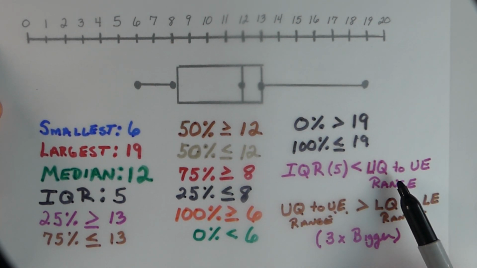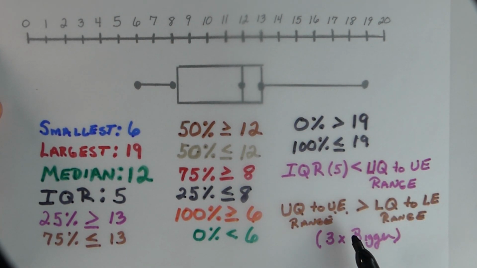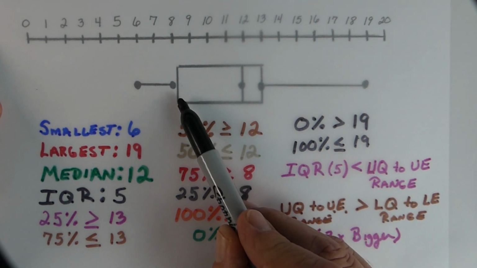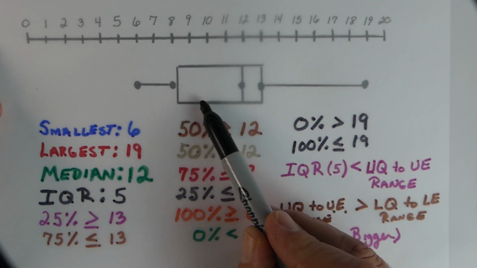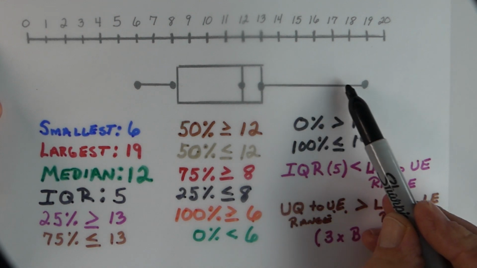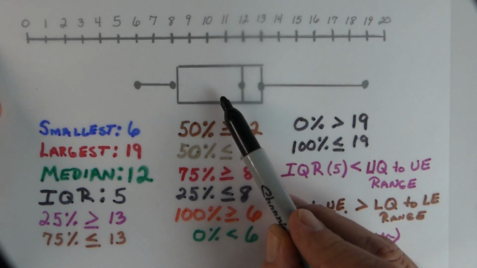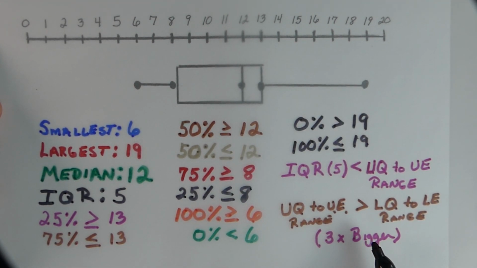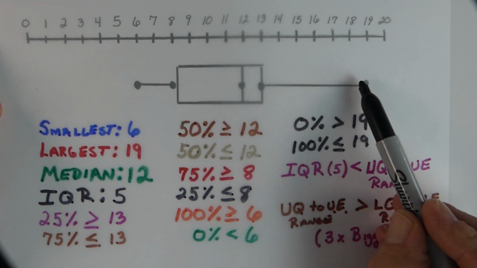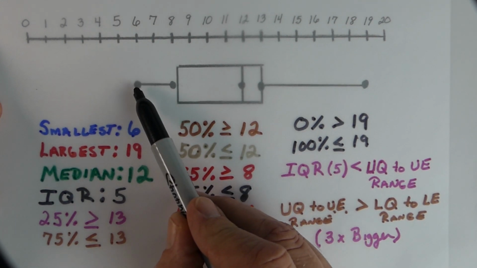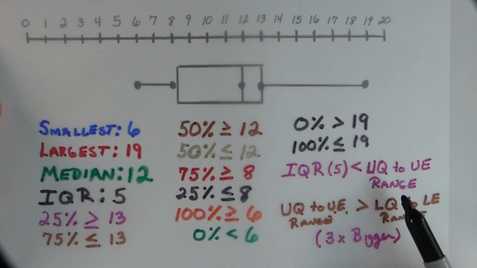Another thing we can do is compare the inner quartile range, which is the middle 50%, with the range between the upper quartile and upper extreme. So even though the inner quartile range represents 50%, its range is less, which means the numbers are grouped together closer. We can also look at the two whiskers, and we can see the whisker between the upper extreme and upper quartile is 3 times larger, which means there's a greater range.